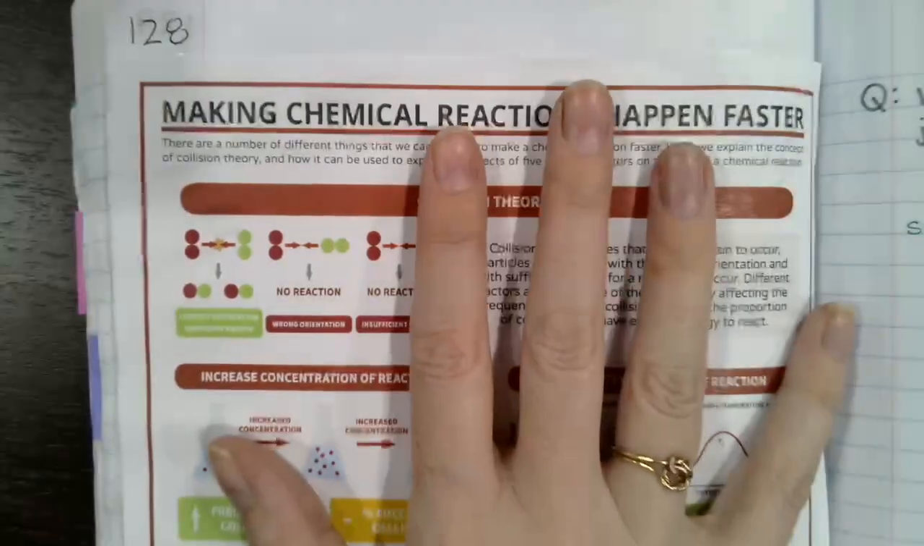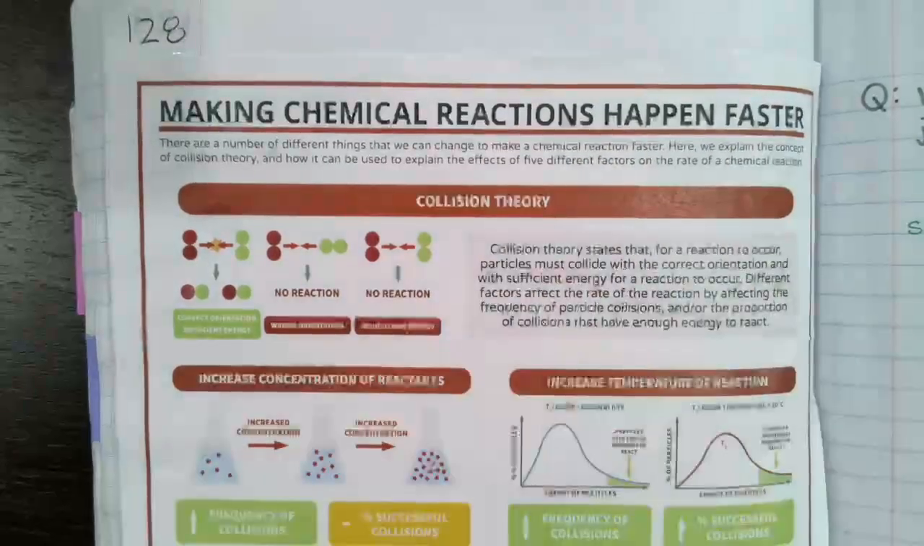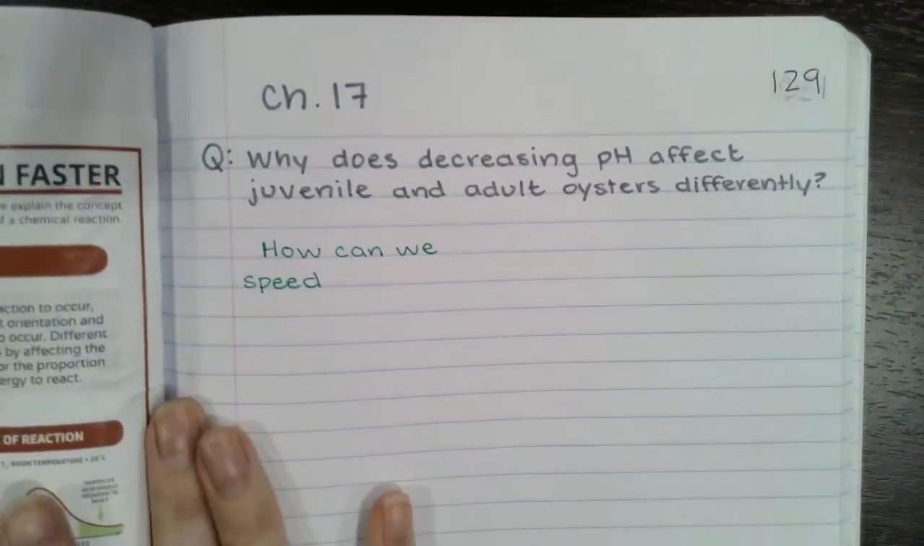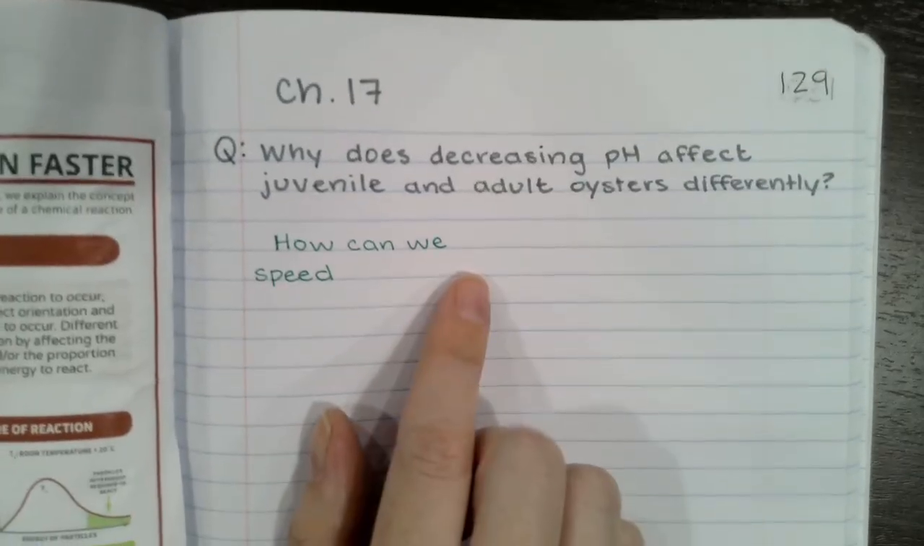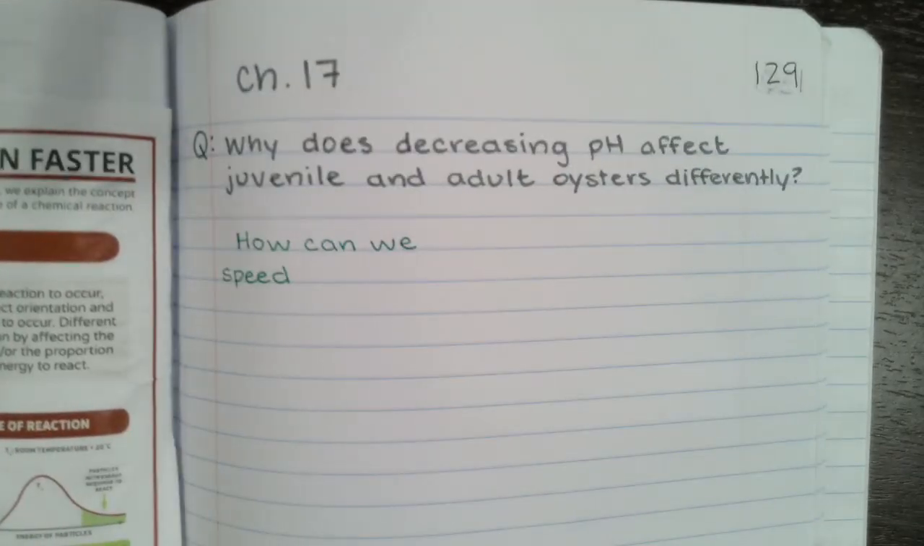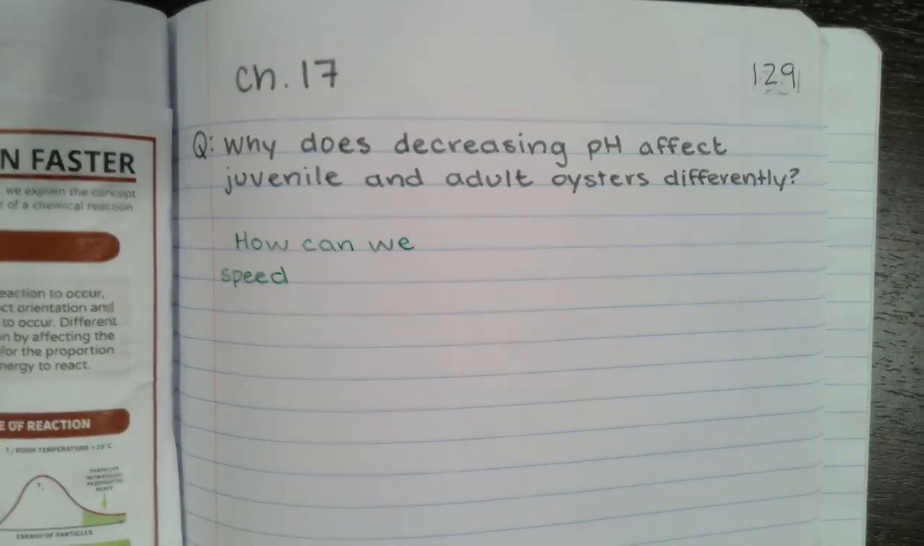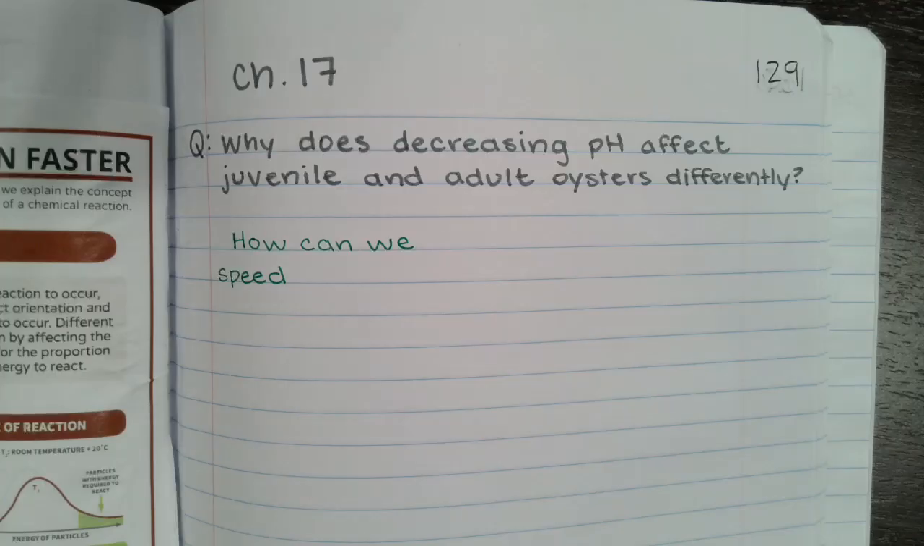So I'm going to give everybody this page, but we're going to talk through the nitty-gritty of it over here. So that's our question. Why does decreasing the pH affect juvenile and adult oyster populations differently? And to answer that, we need to think about how can we speed up reactions and how can we slow down reactions. And Ms. Schrock is going to pass out this paper to you, and it goes on 128, and then we're taking our notes on 129.